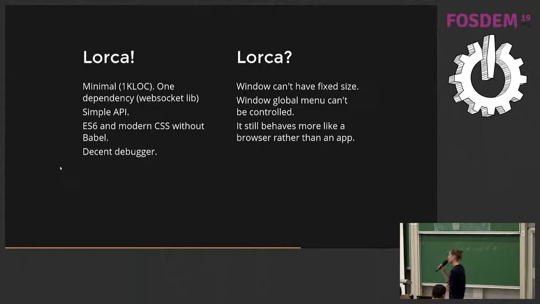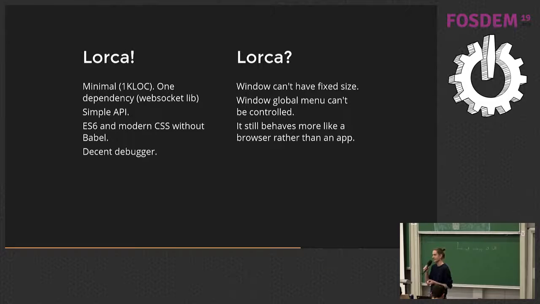So Lorca has certain benefits. It's very small. It's literally 1,000 lines of code or so. It has just one dependency for WebSocket, and it's very minimal. The API, as I said, is like 10 methods at most. You can use the decent browser runtime with all the nice features, ES6, asynchronous, modern CSS, whatever. You have a very good debugger. So Lorca is very good for prototyping and starting a new app if you have a good idea.